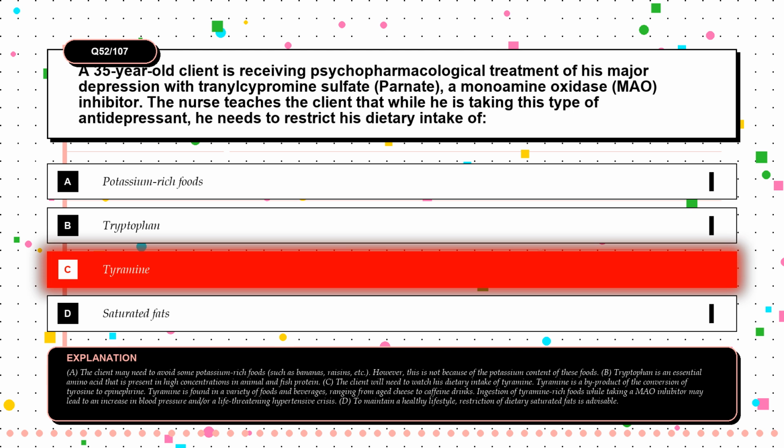Tyramine is a byproduct of the conversion of tyrosine to epinephrine. Tyramine is found in a variety of foods and beverages, ranging from aged cheese to caffeine drinks. Ingestion of tyramine-rich foods while taking a MAO inhibitor may lead to an increase in blood pressure or a life-threatening hypertensive crisis. D. To maintain a healthy lifestyle, restriction of dietary saturated fats is advisable.